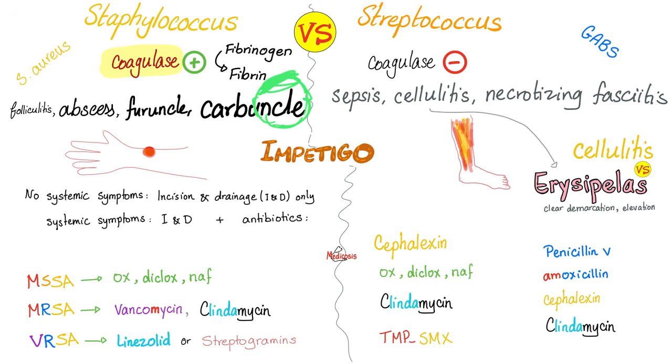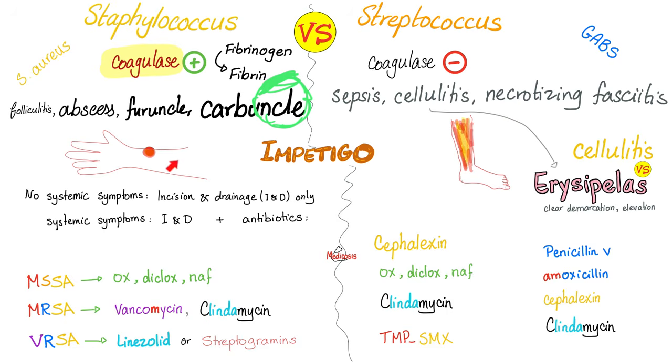But look at Streptococcus. It does not have a coagulase. It cannot hide within some lovely fibrin focus. That's why skin infections caused by strep are more widespread, more diffuse. We're talking sepsis, cellulitis, necrotizing fasciitis.